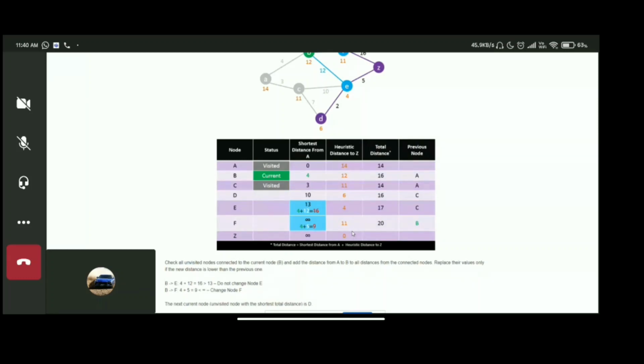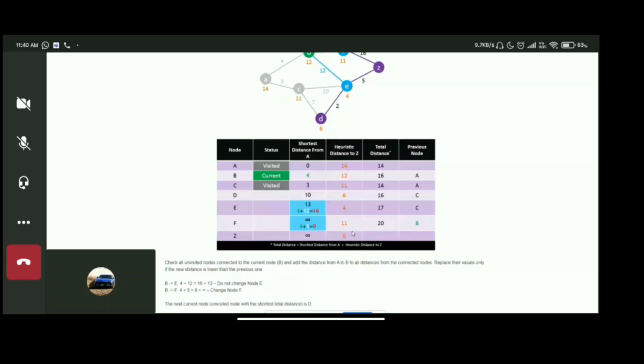Looking at the table 14, 16, 14, 16, 17 and 20. Node D looks most promising to us at this particular moment. Looking at the values in the column total distance, node D looks most promising to me, and we are exploring node D. Okay, so node D is explored.